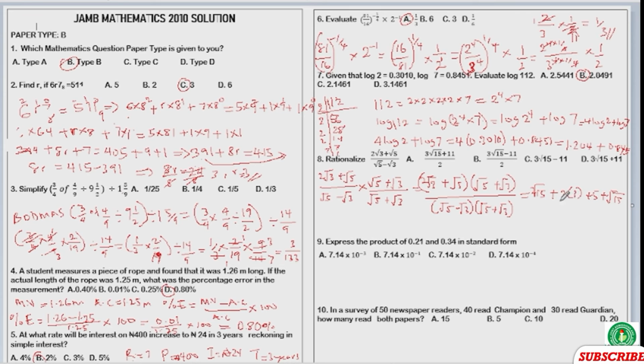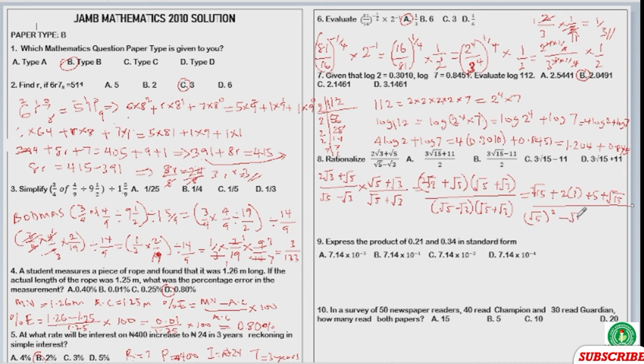So that's that, all over. Now since we are dealing with difference of two squares, what you do here is just take the first one here, square it, take the second one here, square it. So when you do that, root 5 squared, because it's a difference of two squares, you have root 5 squared minus root 3 squared.